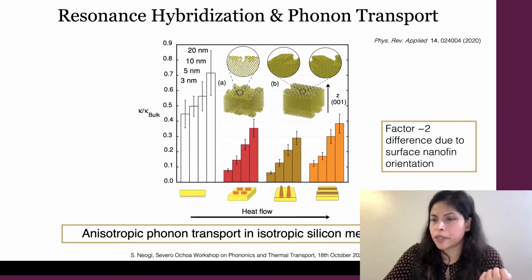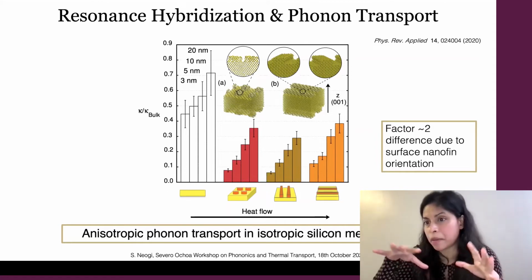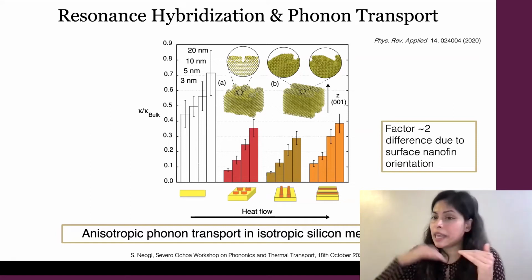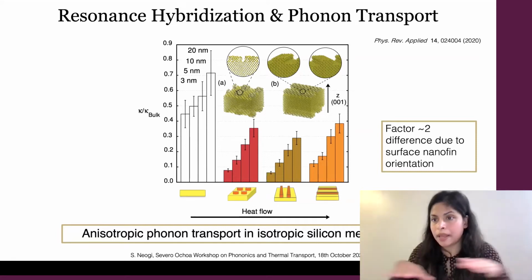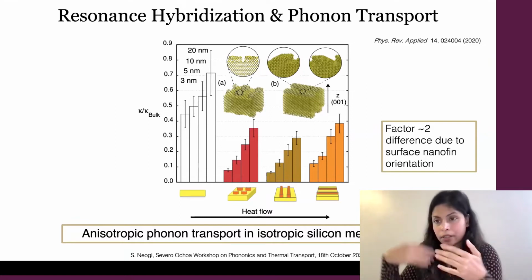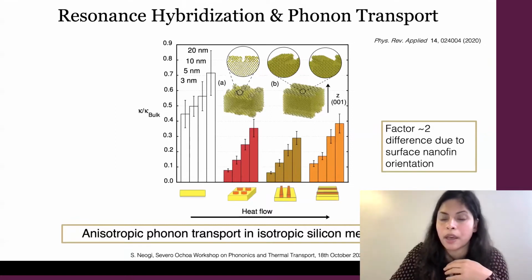Because anisotropic thermal conductivity, as you have seen, has many reports for different kinds of materials which have different bonding environments. That's where you see this anisotropic behavior. But here you have the same bonding environment in the in-plane membranes. But because of the surface structures, now we see this anisotropic transport behavior.